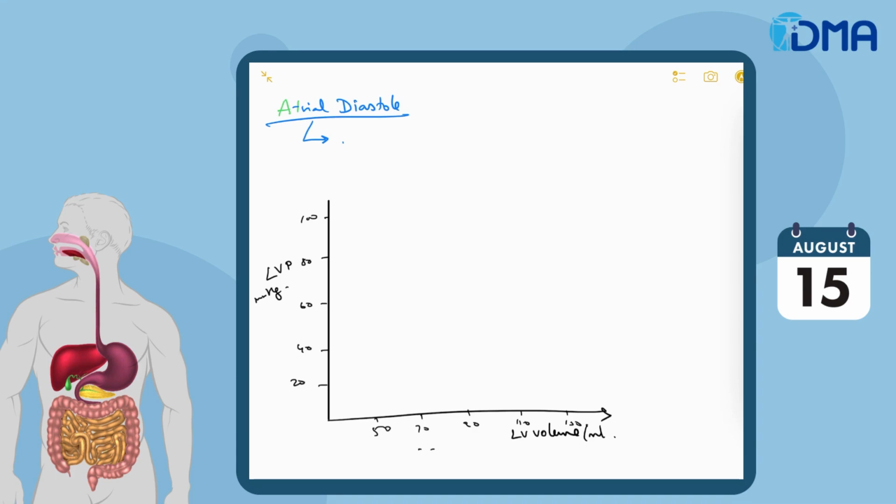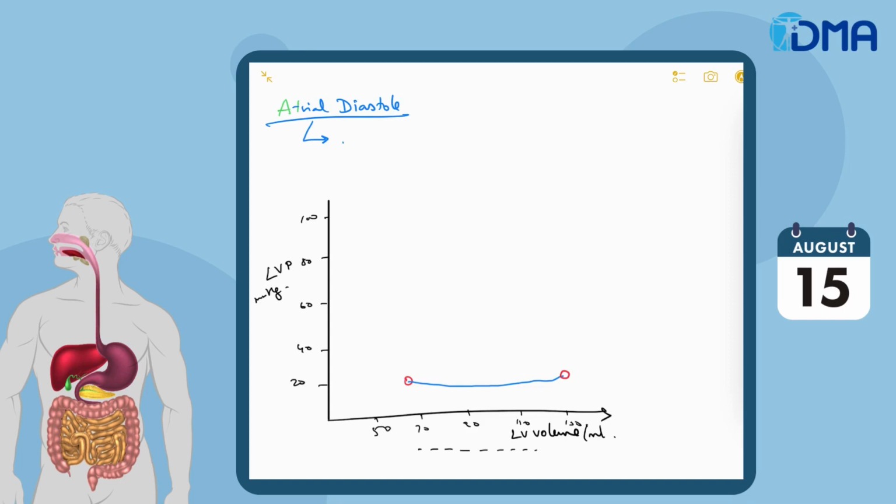So when will the volume increase? The ventricular volume will increase in the diastole, right? So we'll keep a point here, and from here the volume is increasing in diastole, the ventricle is getting filled up and it has increased to a limit. Okay, so now the ventricle is all filled up.